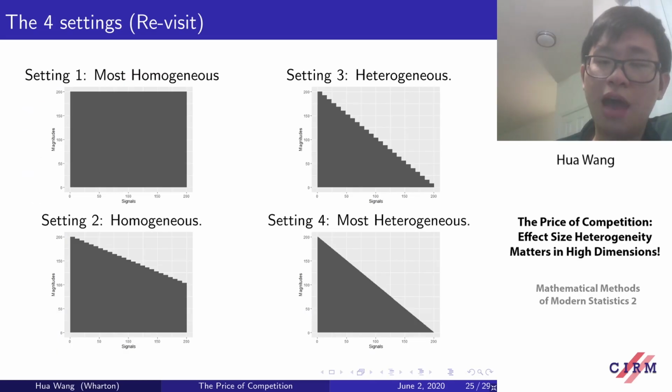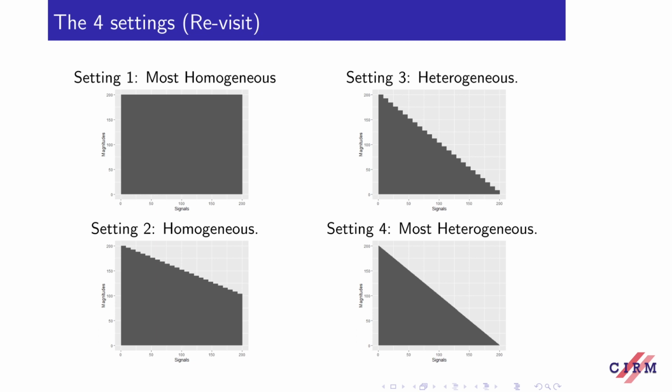I will show you a lot of simulations, and throughout those simulations, we will stick to those 4 settings of the signal. Remember, setting 1 is the most homogeneous signal and also the strongest signal. Setting 4 is the most heterogeneous signal, but also the weakest.